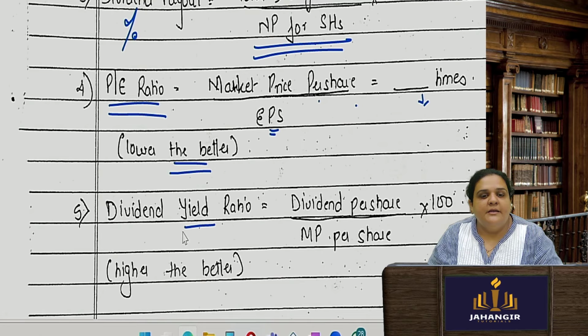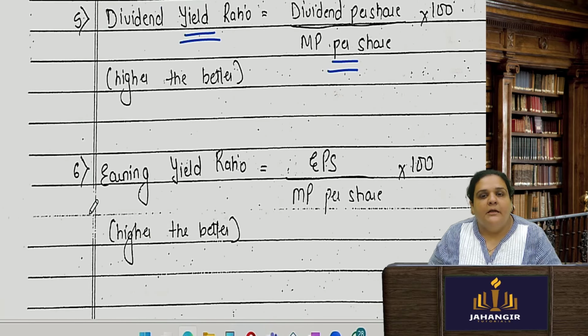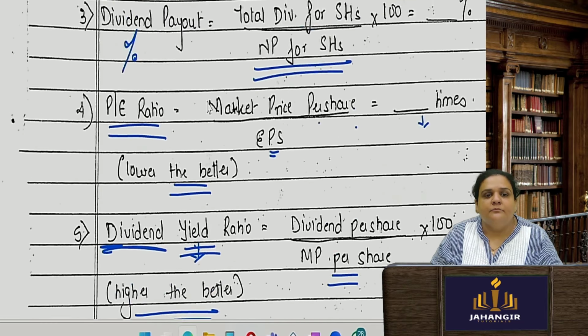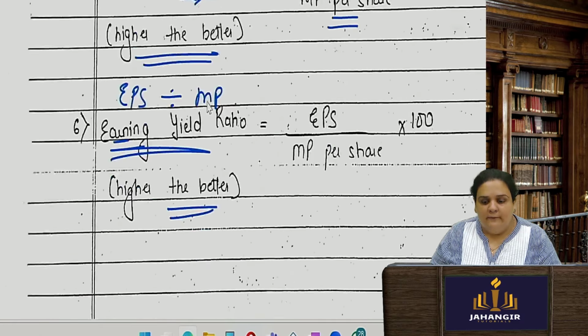And then dividend yield ratio is dividend per share upon market price per share. Higher the dividend yield ratio, that will be better. Earning yield ratio, again, yield means what? You will take dividend in the numerator, yield means market price. Earning yield ratio: earning in the numerator, earning per share, divided by market price per share into percentage. Higher the better. Yield, higher the better. Price earning ratio, lower the better. Okay.